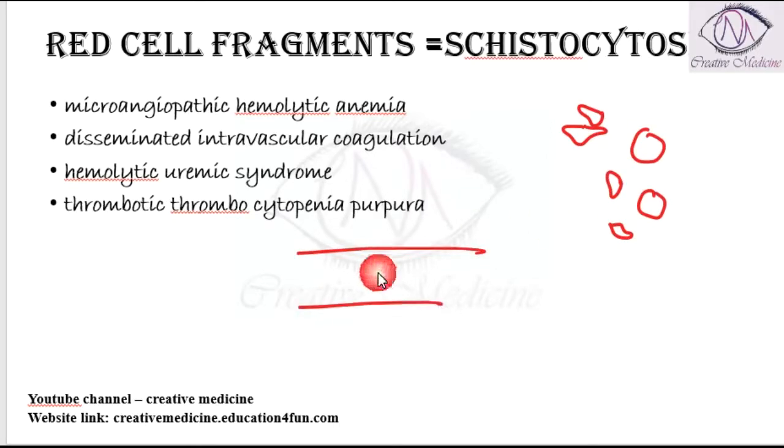Whenever the RBCs pass through narrow or thrombosed vessels, in order to squeeze through, the cell membrane becomes fragile and breaks down, resulting in these schistocytes. So these are seen in microangiopathic hemolytic anemia, disseminated intravascular coagulation, hemolytic uremic syndrome, or thrombotic thrombocytopenic purpura.